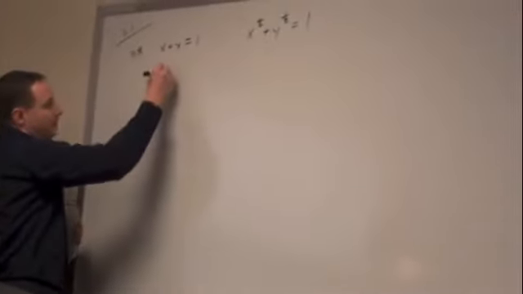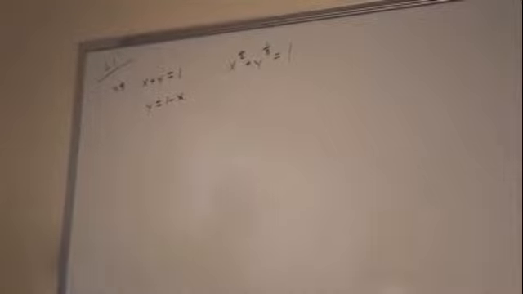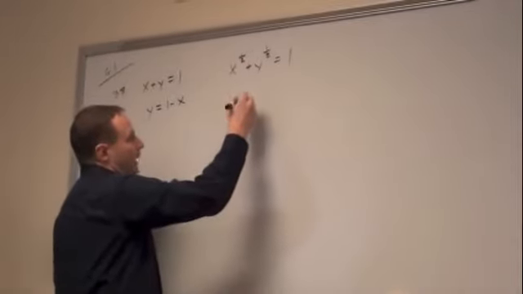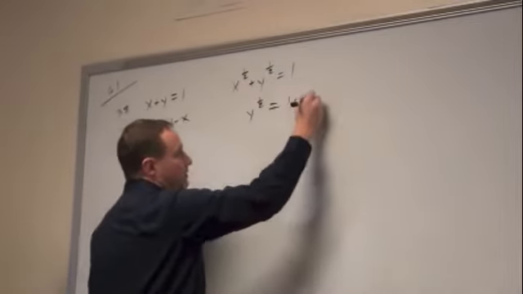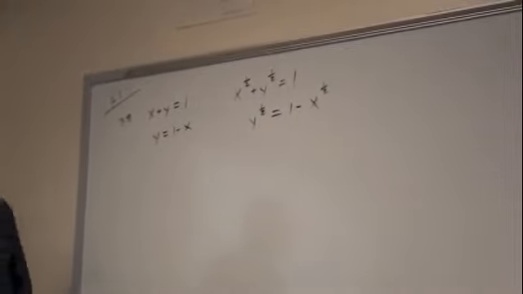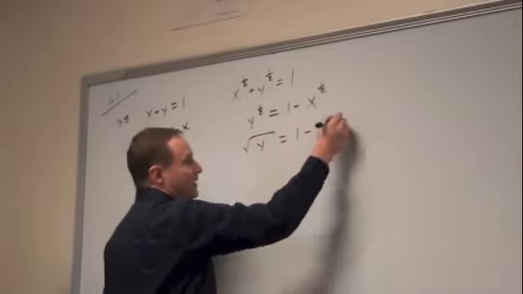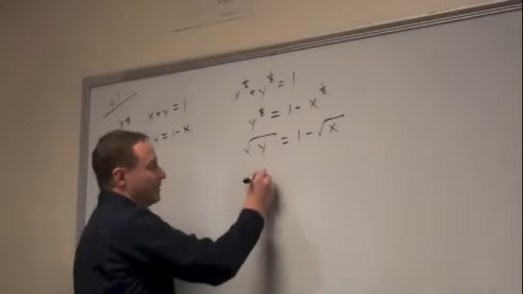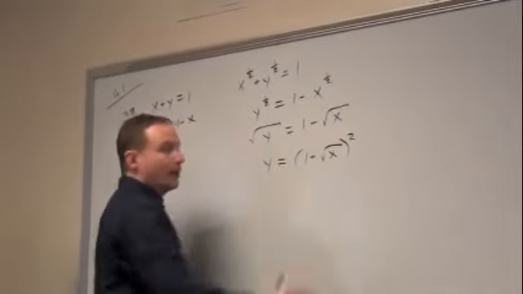I'd say this is simply y is equal to 1 minus x. That's a linear equation with slope -1 and y-intercept 1. Easy to graph. Over here, I would have to say, well, y to the 1/2 power is equal to 1 minus x to the 1/2. And then I would have to say that's the same thing as the square root of y equals 1 minus the square root of x. And then square both sides. So y is equal to the group 1 minus the root of x squared.